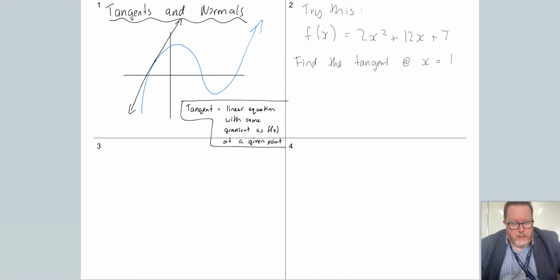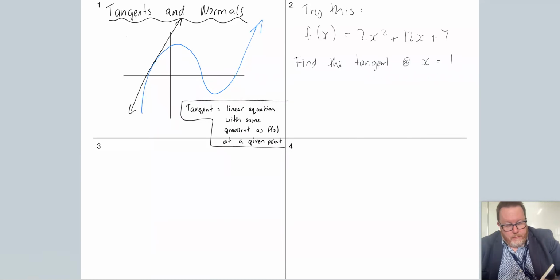Okay, so we're told f of x equals 2x squared plus 12x plus 7, and we're asked to find the tangent at x equals 1. Now remember what I said before, we need to know what the point is where the graph is going to go through. At the moment we haven't been given a point, we've just been given an x coordinate. So we need to work out the y coordinate first.